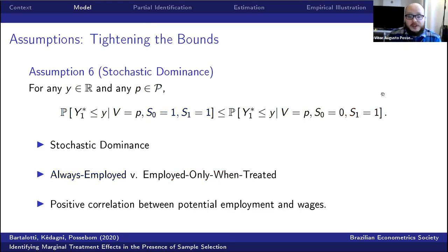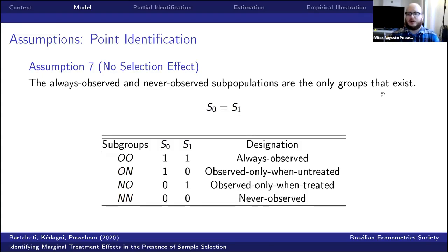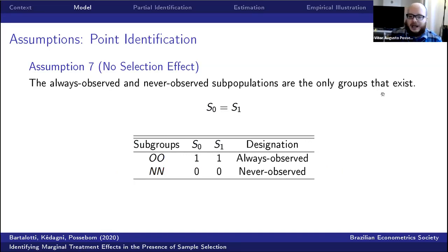In our empirical example, it's basically saying that there is a positive correlation between potential employment and wages. So people who have better employment outcomes will also have better wages in a stochastic sense. Finally, if you really want to get point identification results, you can impose that S0 is equal to S1. In terms of our latent groups, it's basically focusing on the two middle groups and ruling them out, saying that they do not exist. So we are left only with the always observed population and the never observed population.